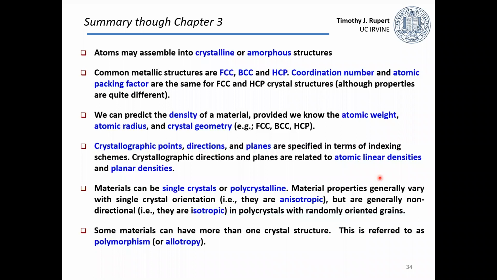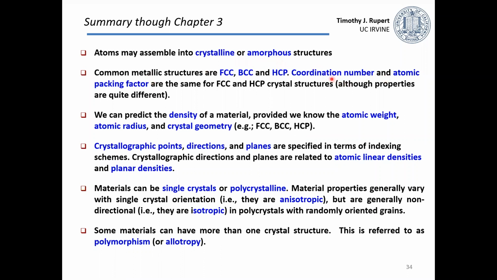At this point, we're through chapter 3. Just a quick summary to remind us what we talked about so far. We talked about how atoms can assemble into crystalline and amorphous structures. Crystalline is something with long range order. Amorphous is lacking long range order. Common metallic structures are face-centered cubic, body-centered cubic, and hexagonal close packed.